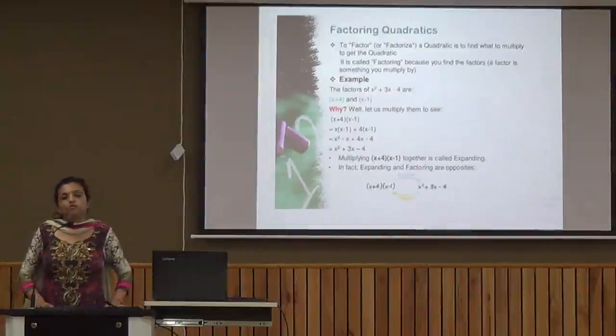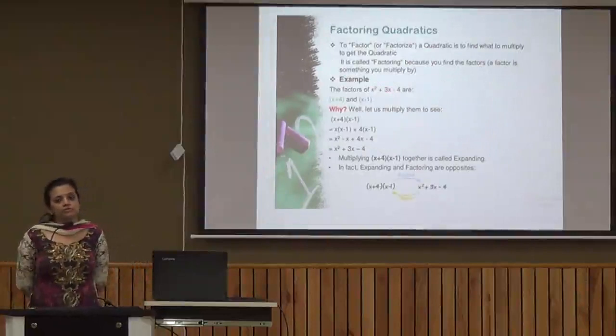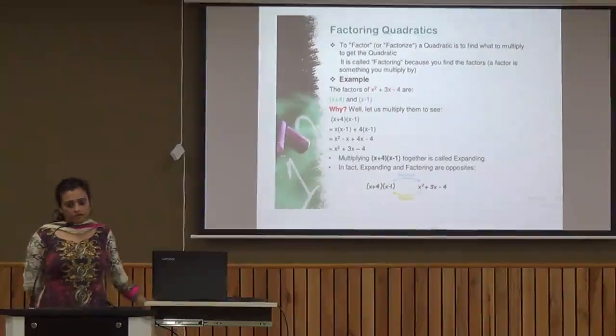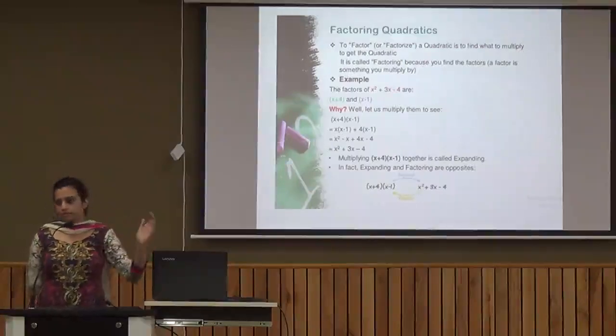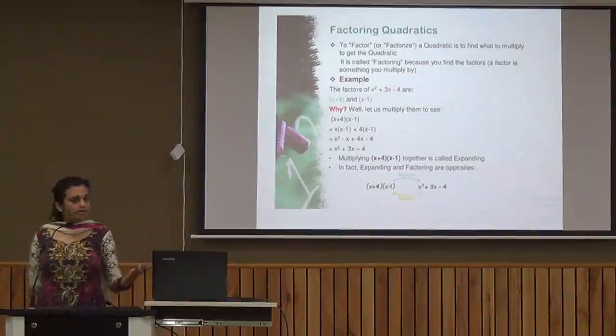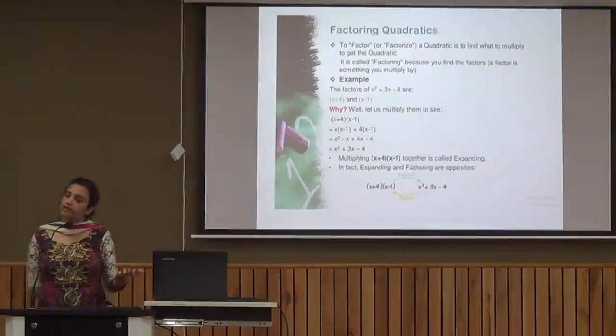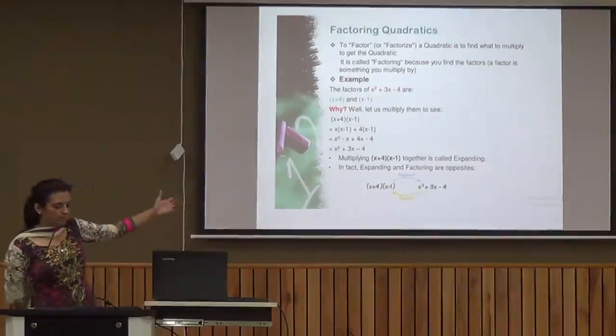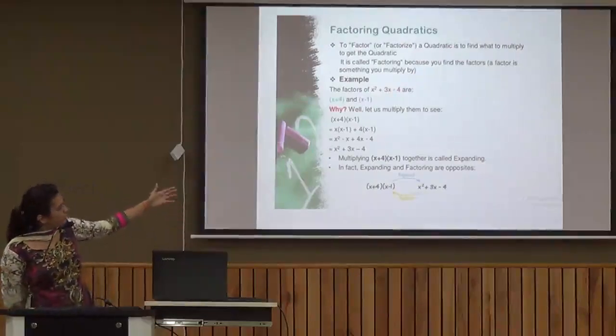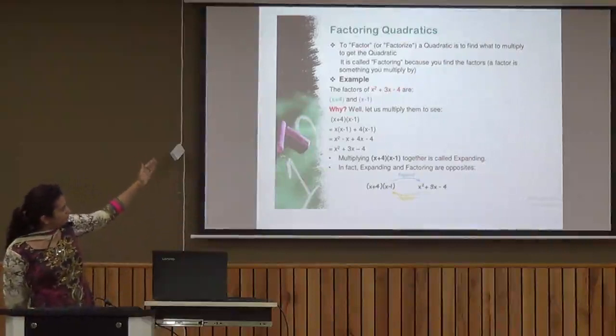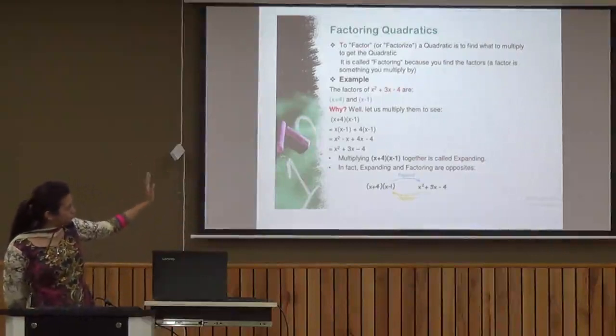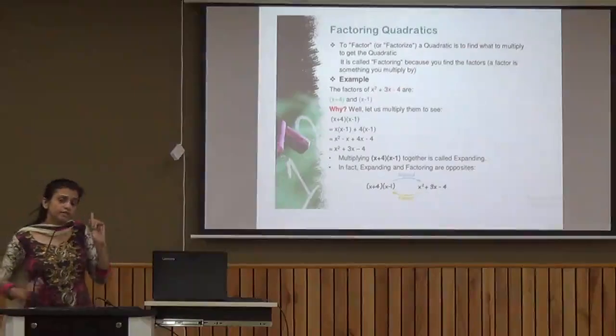Now, factoring quadratics. Factoring quadratics would mean trying to factorize. If there are two terms, we simply use any square thing or common or anything, but when there are three terms, you can use the splitting the middle term method. Look at the example. The factors of x squared plus 3x minus 4 are x plus 4 and x minus 1. This is splitting the middle term.